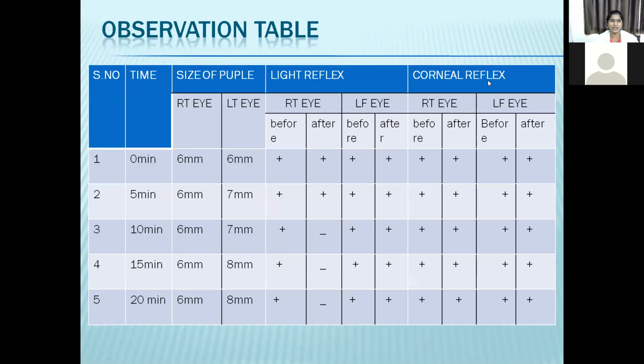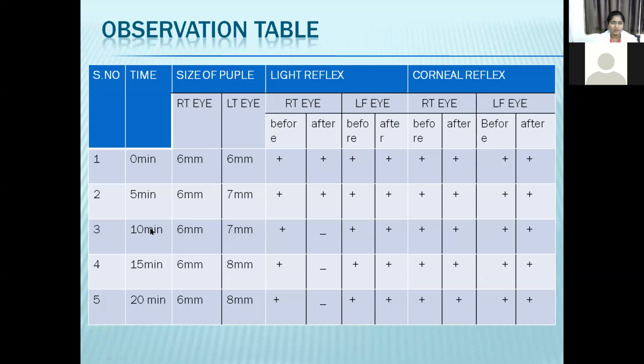So here you can see the observation table. You have to draw in your records the serial number, time, size of the pupil, light reflex and corneal reflex. The size of the pupil we have to check before and after the practical. The light reflex we have to check before adding the drug and after adding the drug. This is the control eye and this is the test eye. Corneal reflex also we have to check.